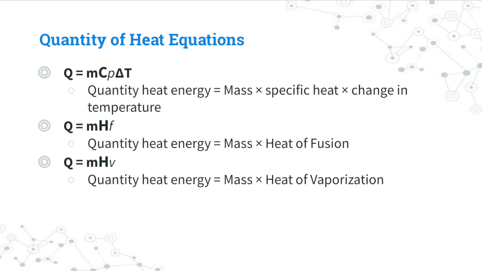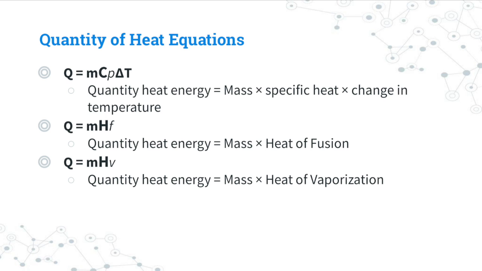The second heat equation is Q equals m HF, which means energy equals mass times heat of fusion. This equation is used for finding how much energy it takes to melt or freeze a certain amount of a substance. The last heat equation is Q equals m times HV, which means energy equals mass times heat of vaporization.